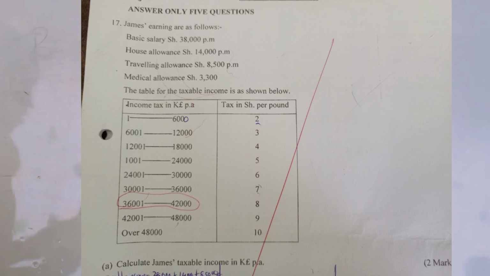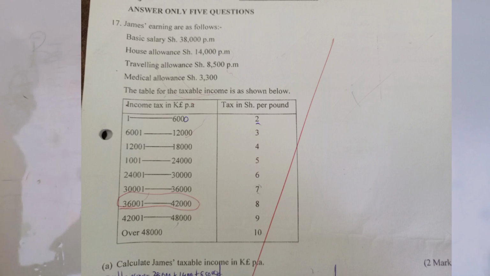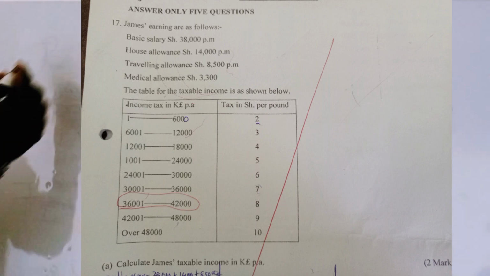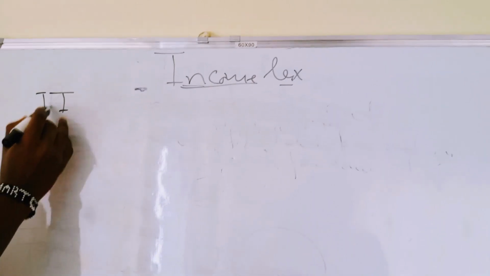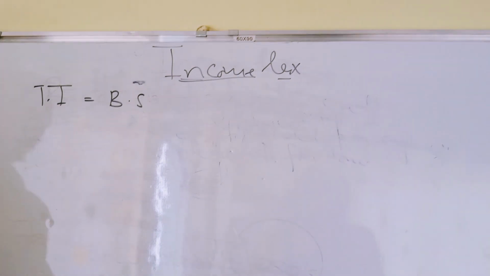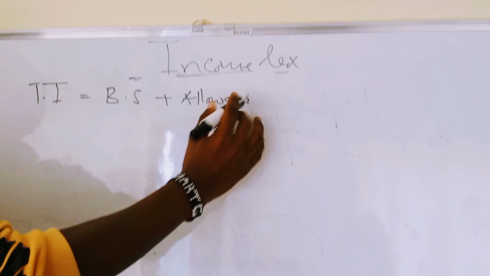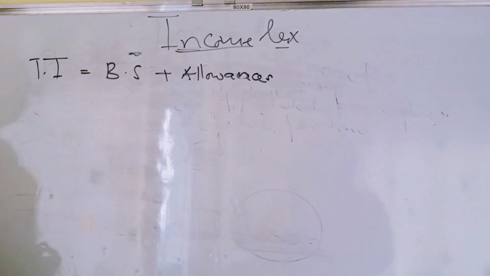Let's have a close study. The first question on that segment is requesting you to calculate James' taxable income per month. So take a minute and study the table. Now, good. Remember we said that the taxable income, the TI, is given by the basic salary, the amount of money this person is entitled to at a given period of time, plus all the allowances. I want us to do that question. It carries 10 marks, so I trust we're going to follow the process.